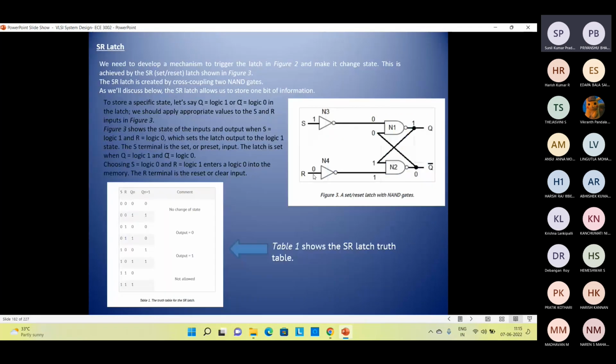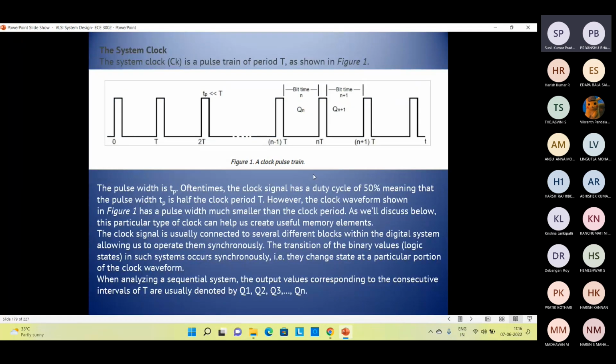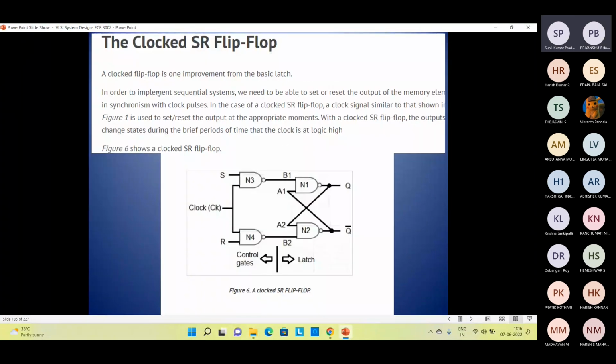Okay, this clock signal which you have seen here has a period of T, and the clock pulse has a pulse width of tp, where the pulse width is very very less than the period of this clock pulse. So this kind of clock pulse train we have to apply, and that is used to set or reset the output at the appropriate moments. Okay, now with the clocked SR flip flop, the output changes state during the brief period of time that the clock is at logic high.